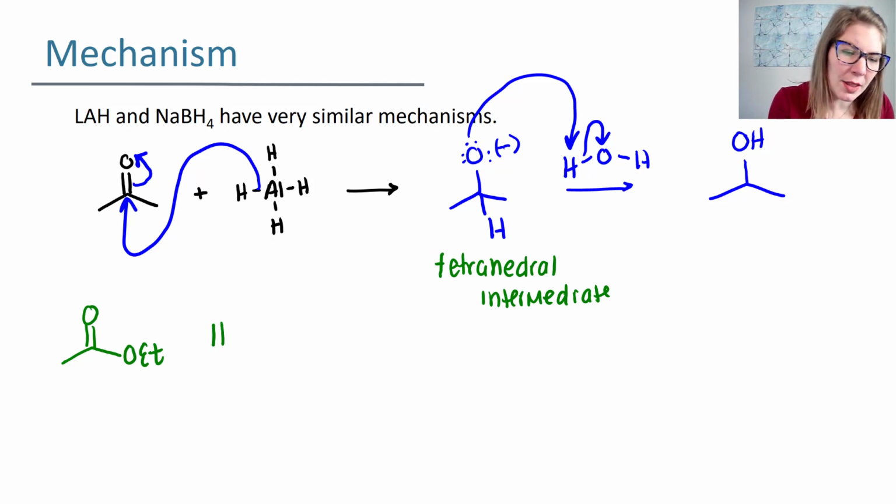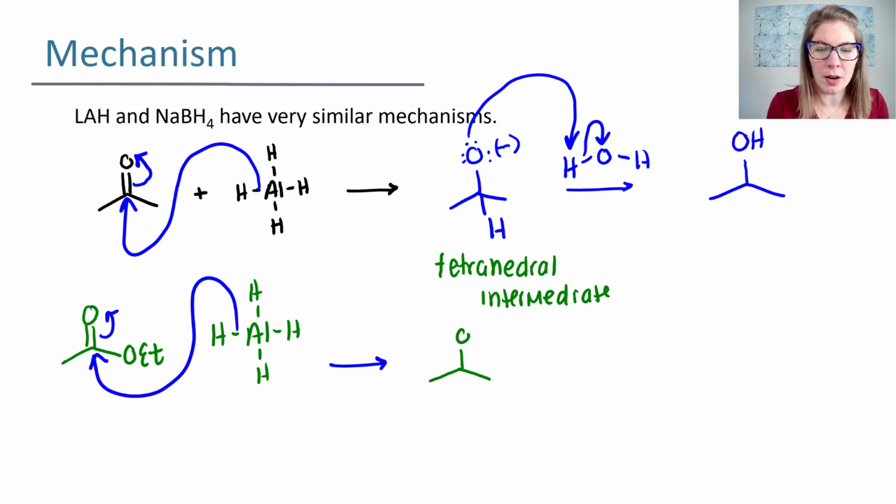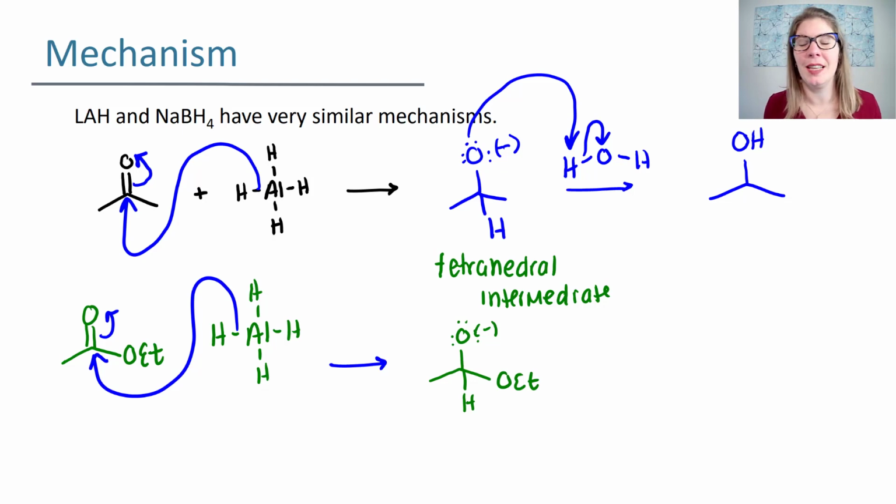If we allow this to react with lithium aluminum hydride, the process is similar, but a little teensy bit different. The starting point is the same. You still have this end up happening. And when you form the tetrahedral intermediate, now what you need to do is ask yourself a question. Do I have something that can leave? And the answer is yes, your OET in this case is going to be a good leaving group.